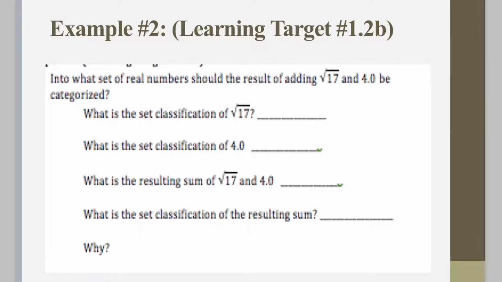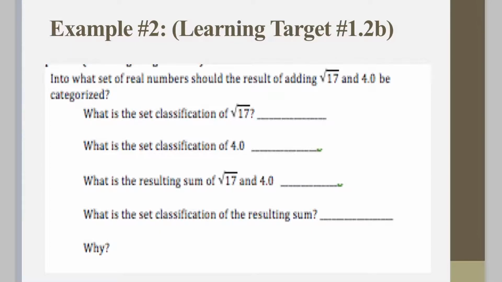Example number 2, highlighting learning target 1.2b. Into what set of real numbers should the result of adding the square root of 17 and 4.0 be categorized? So take a moment and think about how you might approach this example. Hit pause and work through the example, and once you've completed, hit play and we'll work through example number 2 together.